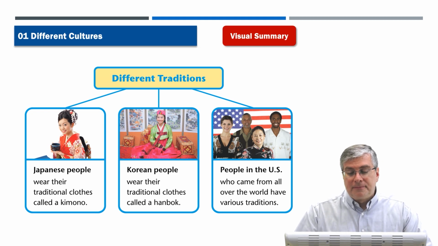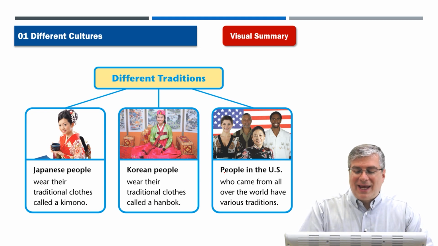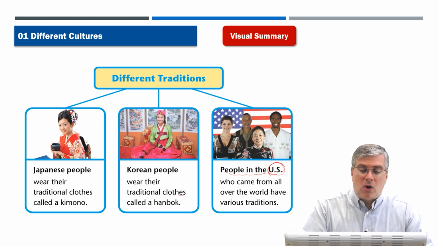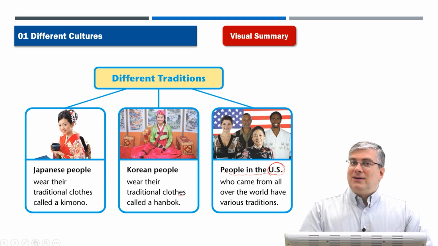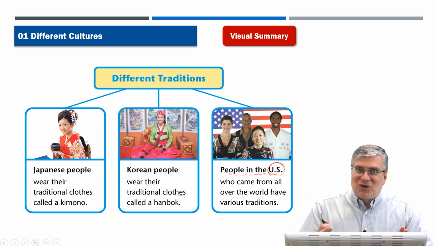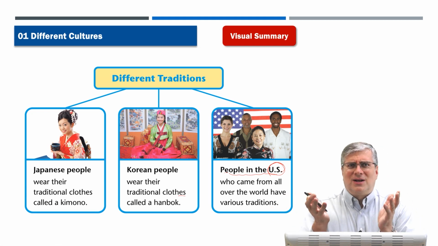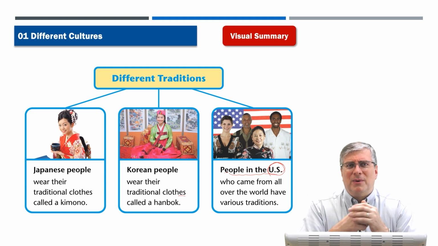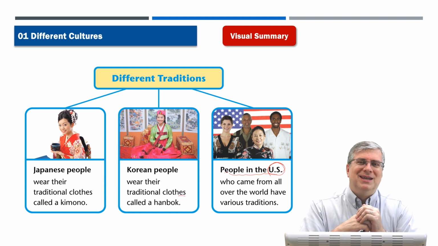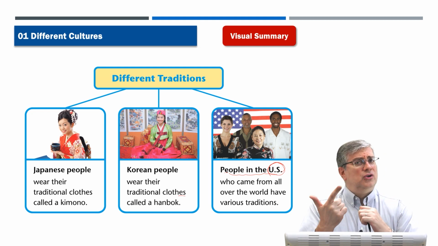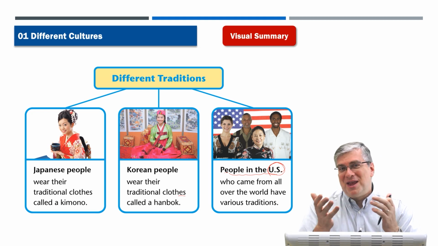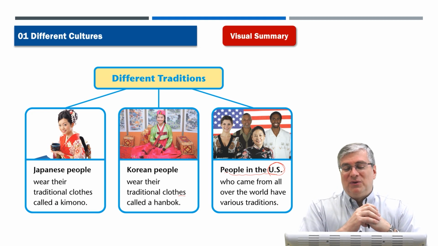And in fact, you can't really say that there's a national dress or traditional clothes for the United States because people come from all over the world. And there's no real traditional costume or clothing for an American. Some people might make a joke and say, oh, t-shirt and shorts. Okay, maybe. But a lot of people do wear those.